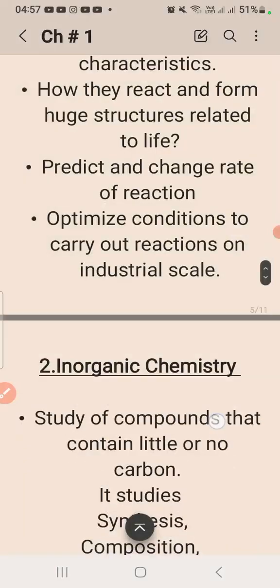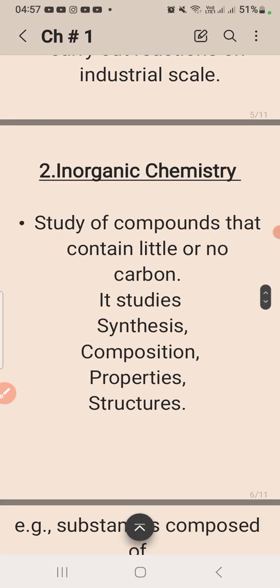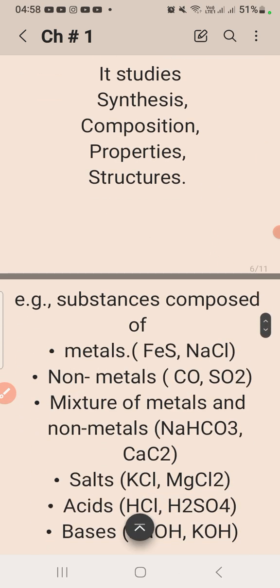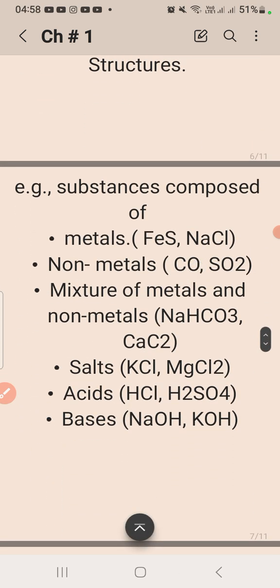The next branch of chemistry is inorganic chemistry. It studies the compounds that contain little or no carbon in them. These compounds are called inorganic compounds, and we study the synthesis, meaning formation, how they are prepared, composition, properties, and structure of these compounds. Which compounds are considered inorganic compounds? They can be metals, non-metals, a mixture of metals and non-metals, salts, acids, and bases. All these substances are studied in inorganic chemistry.